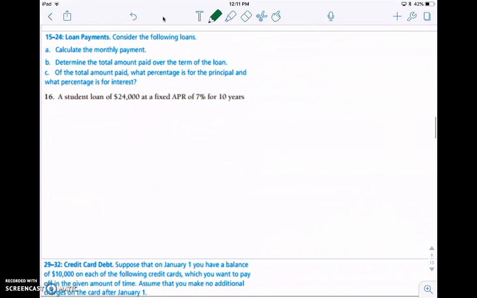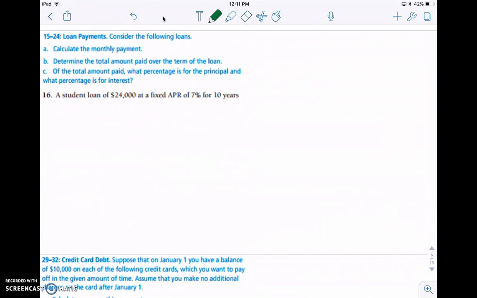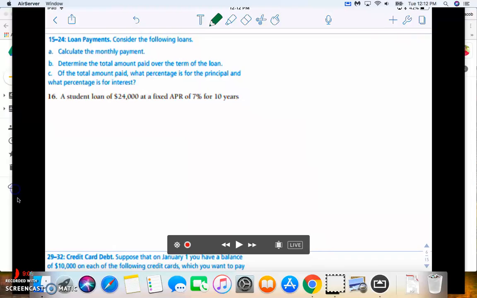Okay, let's look at number 15 here. We've got student loans at $24,000, fixed APR of 7% over 10 years. We want to calculate the monthly payment, and determine the total amount that you pay over the duration of the loan, because you're going to be paying interest. And then of the total amount, what percentage is towards principal and what percentage is towards interest.